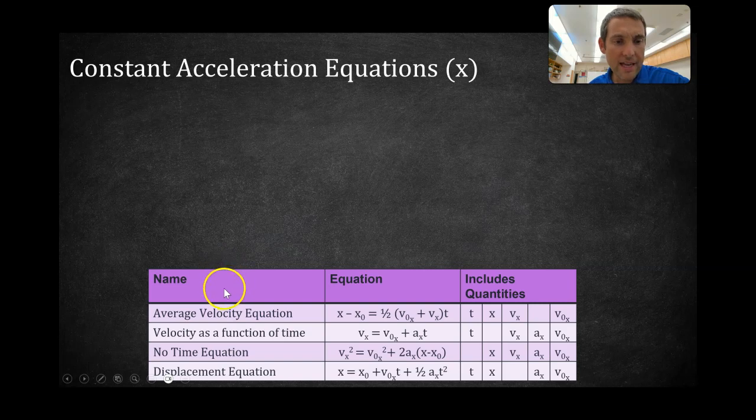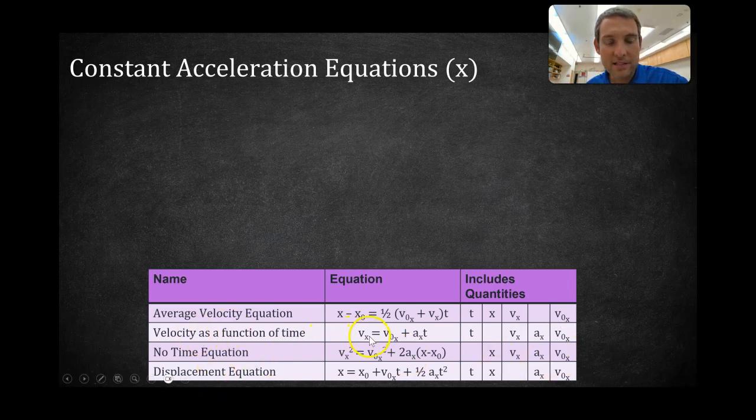Notice I have given each equation a name: average velocity equation. That one is what we've been working on. And the included quantities: we have t, we have the position, or in this case, the displacement. We have our final velocity. Instead of using v sub f, I use v sub x. And then the initial velocity in the x direction. As long as we're moving along the x-axis, that's what it'll be.